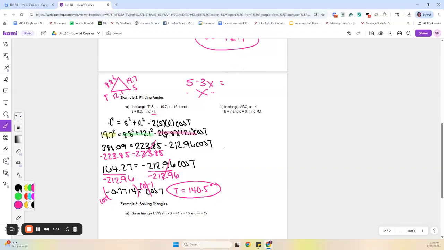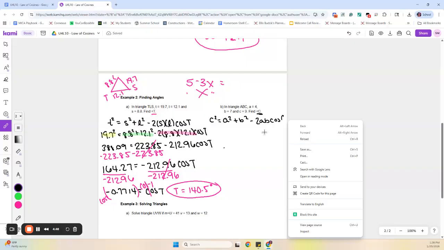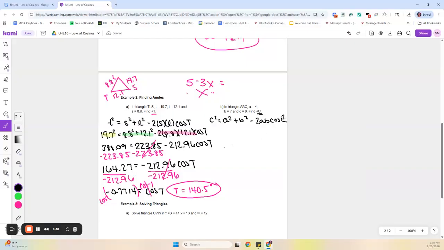And then for part B, same thing. I know I have to find c, so when I set this up, I'm going to have a little c over here equals a squared plus b squared minus 2ab cosine of that angle that I'm trying to find. Just like that, I can set up my equation. Now, little c is 9, so I'm going to do 9 squared equals my a, which is 4, my b is 7, minus 2 times 4 times 7 cos of C.